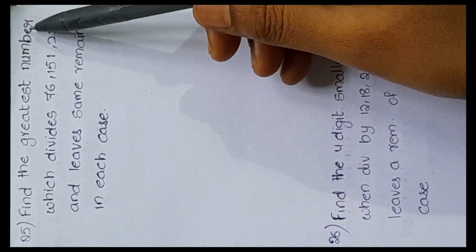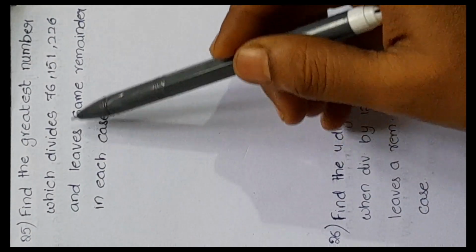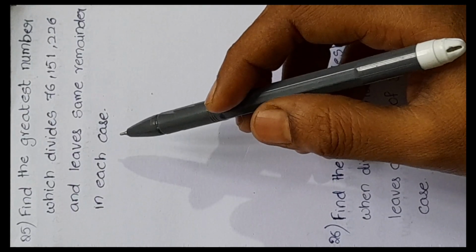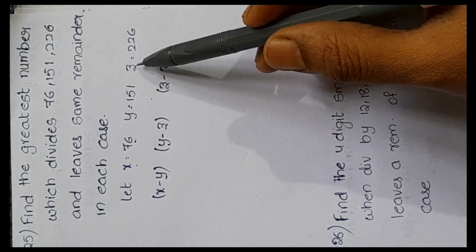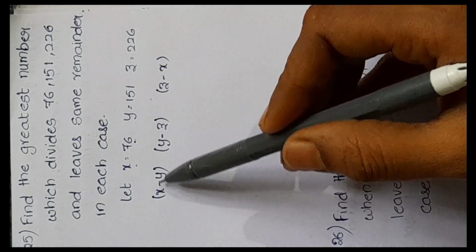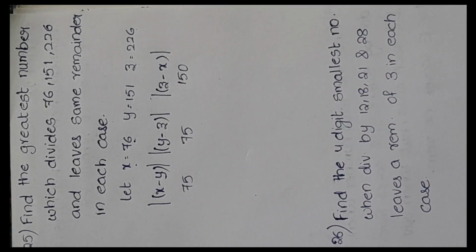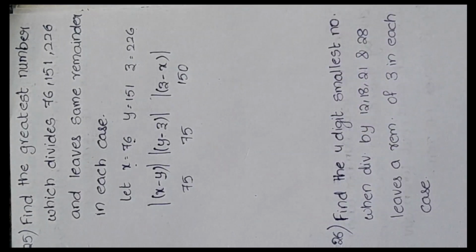Question number 25. Find the greatest number which divides 76, 151, 226 and leaves the same remainder in each case. In the above question, the same remainder 7 is given. Here a particular number is not given. Now let us take x is equal to 76, y is equal to 151 and z is equal to 226. Now we should find y minus x, z minus y, z minus x. So the numbers we get are 75, 75 and 150. We should find the HCF of these three numbers.